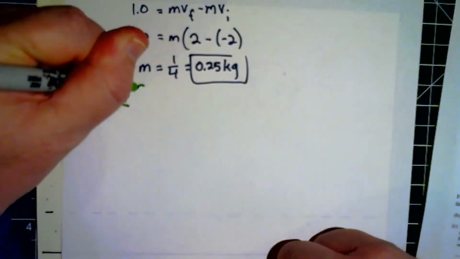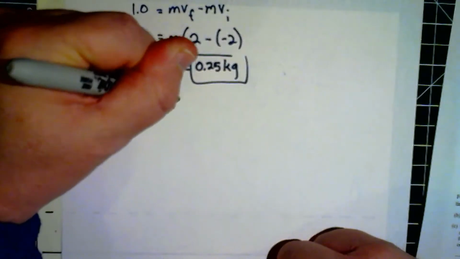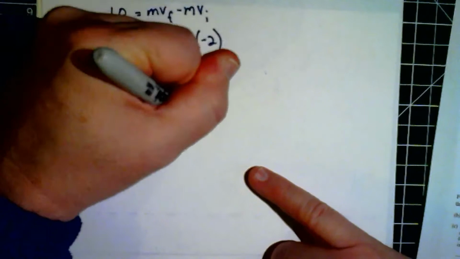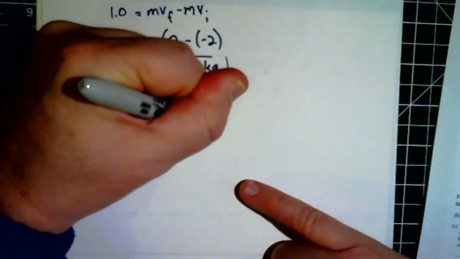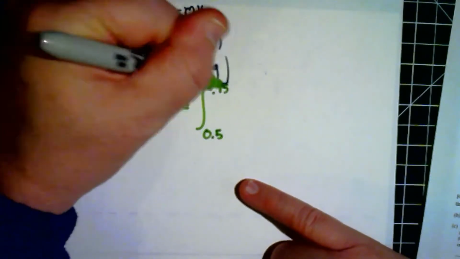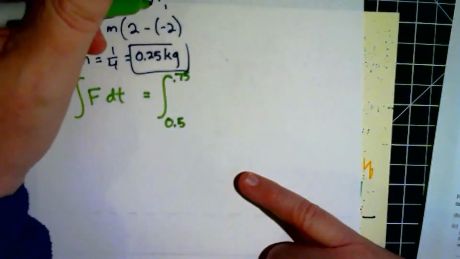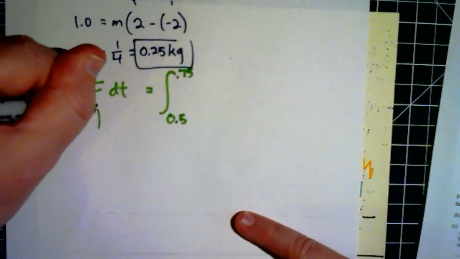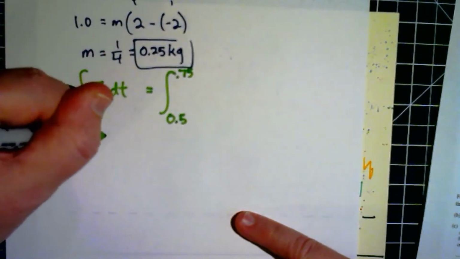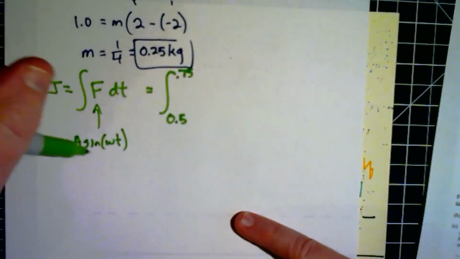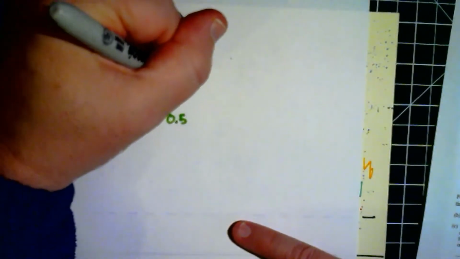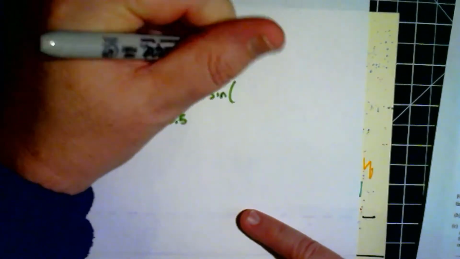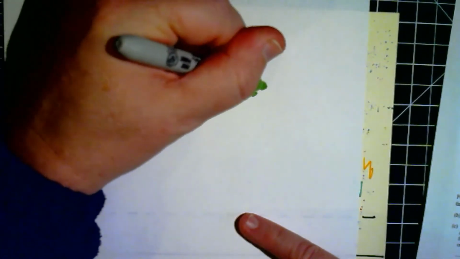So the impulse is the integral of the force function with respect to time. Now it does give us limits. It tells us that we're going from 0.5 seconds to 0.75 seconds. And it tells us what our function is. It's A sine omega t. That's what this F is, A sine omega t. And we need to evaluate the integral of that function. Now it does tell us what A is, it's 6.3, and it tells us what omega is, 12.6 t.